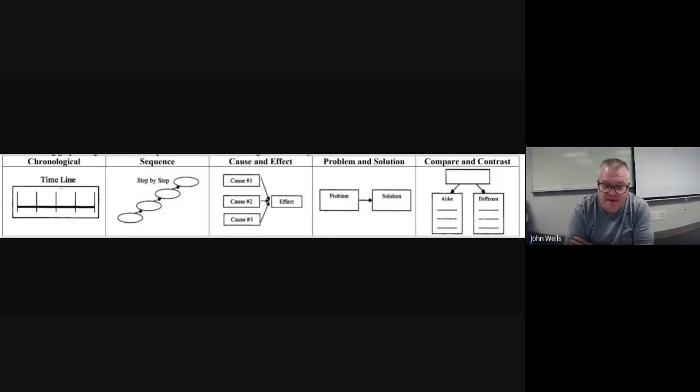Hey everybody, let's talk about text structure, but maybe first we should talk about how awkward this camera angle is. It's looking down on me. I don't know if I like this or not, but we're going to go with it.